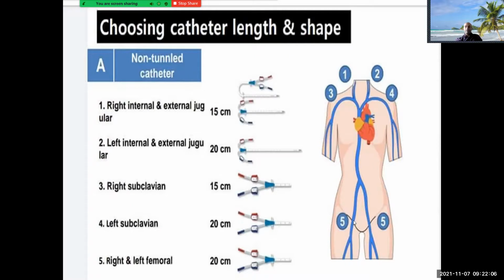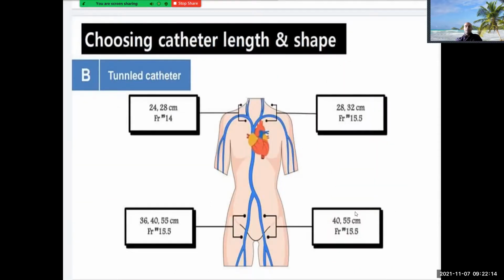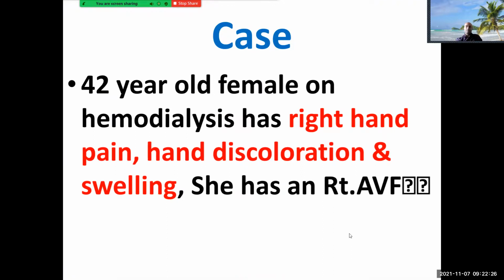Femoral 19, 20 is okay. Femoral 19 or 20 according to the size. And sometimes if not available, you can use 16 or 15 too, no problem. But a longer length is better in the femoral. And for the side of the tunneled catheter, on the right side 24, 28. Here, 28, 32 on the left side. Around 40s for both the right and left femoral.